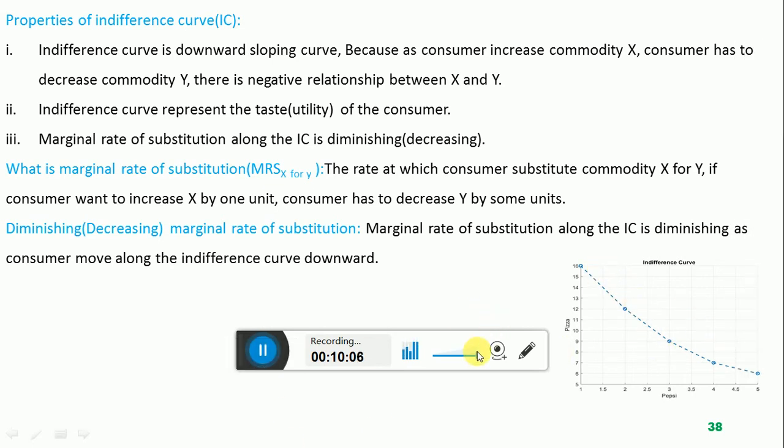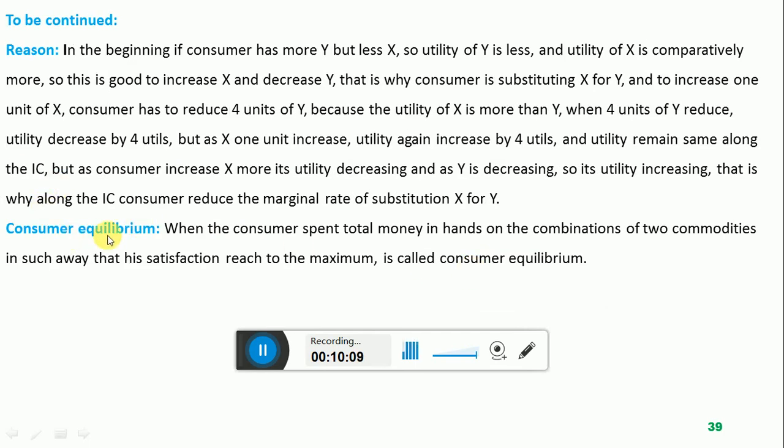Now we will switch toward what is consumer equilibrium. Consumer equilibrium is the point at which consumers spend the total money in hand on the combination of two commodities in such a way that the consumer gets maximum utility, maximum satisfaction, and is satisfied with his consumption pattern. This situation is called the consumer is in equilibrium. The situation when consumers spend the money in hand on the combination of two commodities in such a way that he gets maximum utility is called consumer equilibrium.